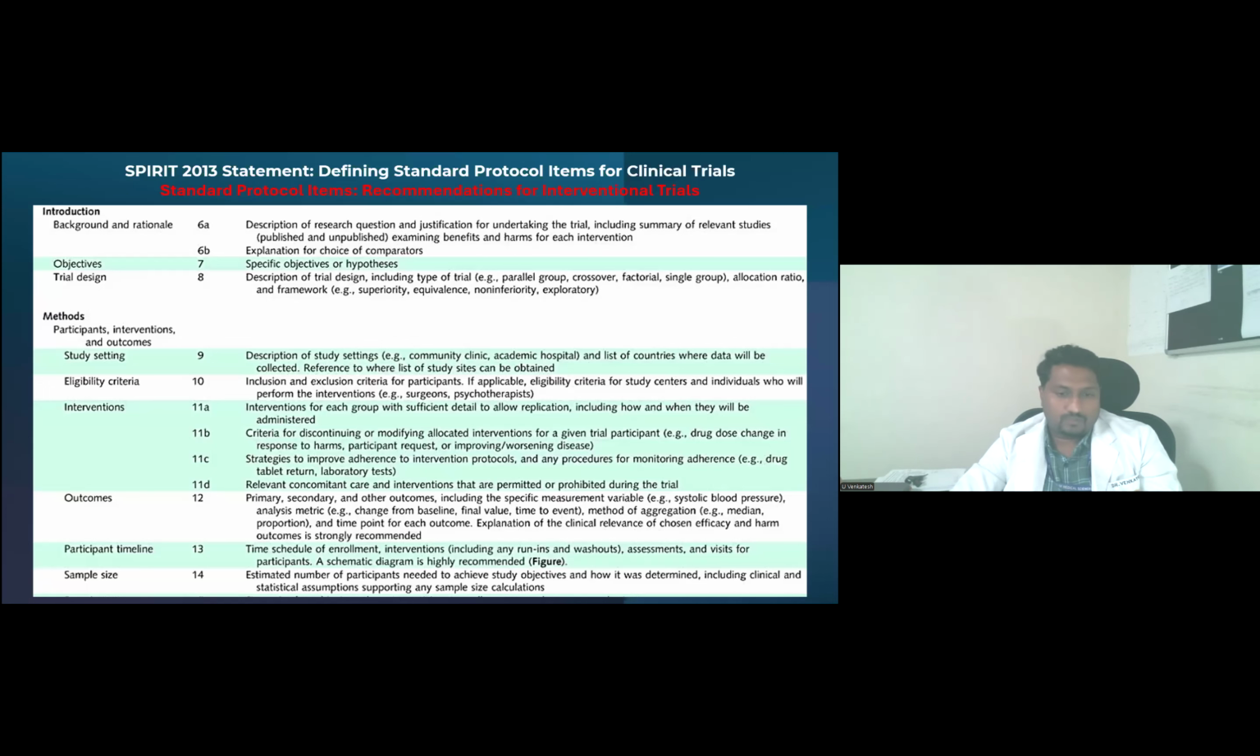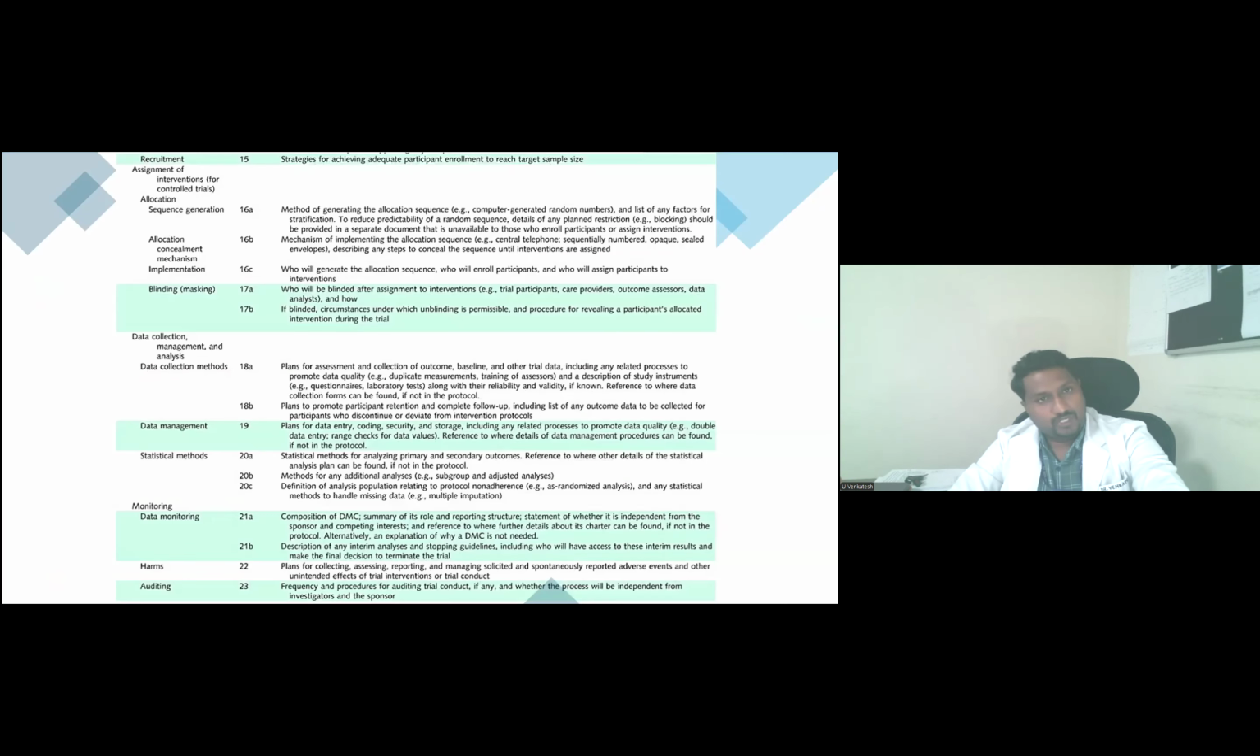Then come the outcomes, whether primary, secondary, or other outcomes, which should be clearly defined, and the method of aggregation should be clearly mentioned in the protocol. Then comes the participant timeline, and here the SPIRIT 2013 statement preferably recommends a schematic diagram. Then the sample size. Then the recruitment: the strategies for achieving adequate participant enrollment at the target sample size are important.